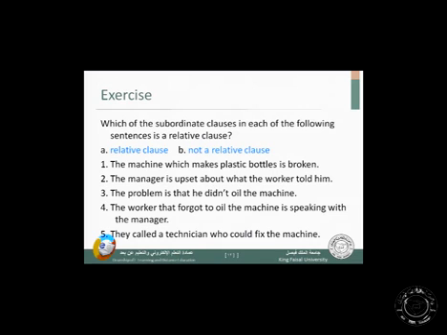Number 5, they called a technician who could fix the machine. Where is the subordinate clause in this sentence? Who could fix the machine. Here we have the pronoun who, which is a subordinator, and the clause who could fix the machine, which functions as a modifier. It modifies technician, gives us more information about technician, so it is relative. They called the technician, which technician? Who could fix the machine. So number 5 is a relative clause as well. The correct choice is A.